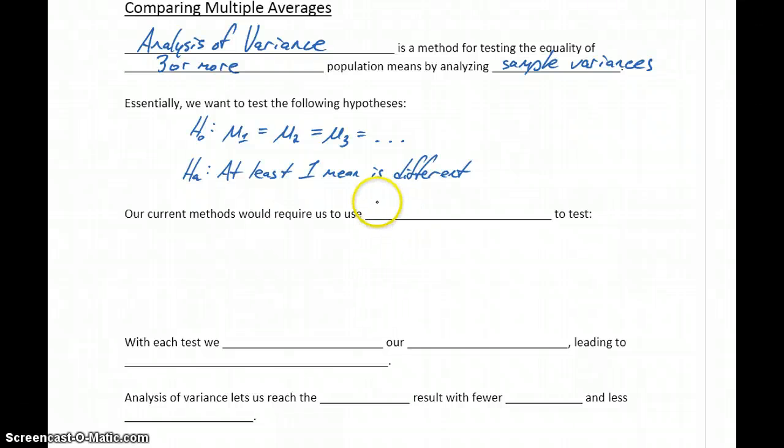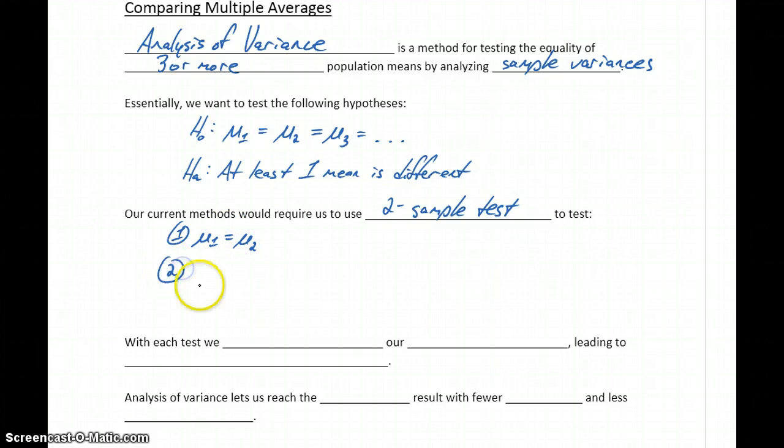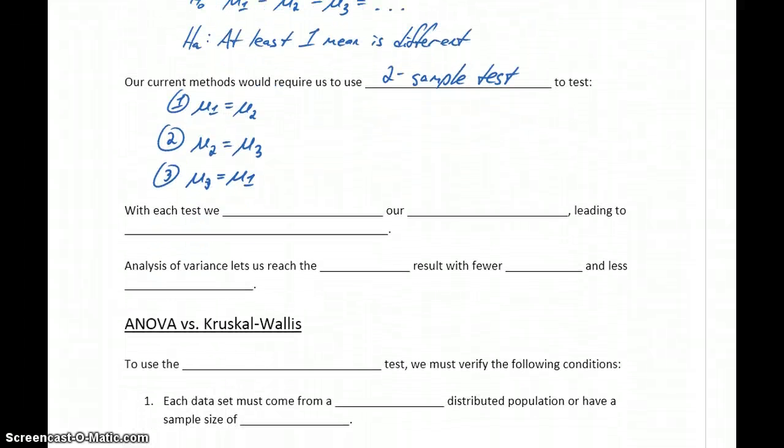So why do we need a new test? The reason is that our current methods would require us to use a two-sample test. In a first test, we'd have to test the claim that mu1 is equal to mu2. In a second test, we would test a claim that mu2 is equal to mu3. And then in a third test, we would test a claim that mu3 is equal to mu1. So if we have three samples to consider, we would need at least three tests to investigate all of those claims. And then if we had 4 samples, 5 samples, the number of tests would just continue to increase.